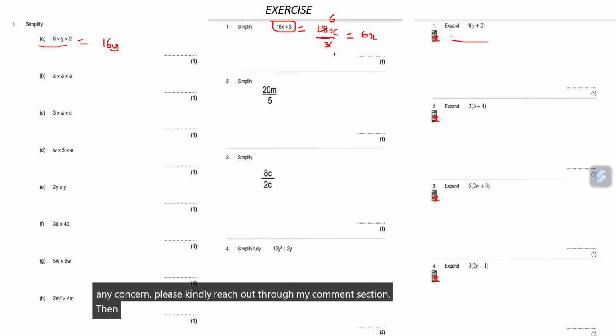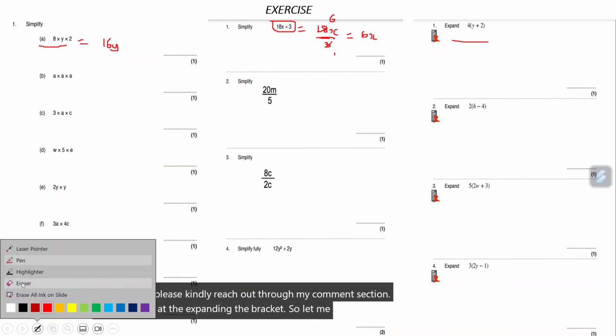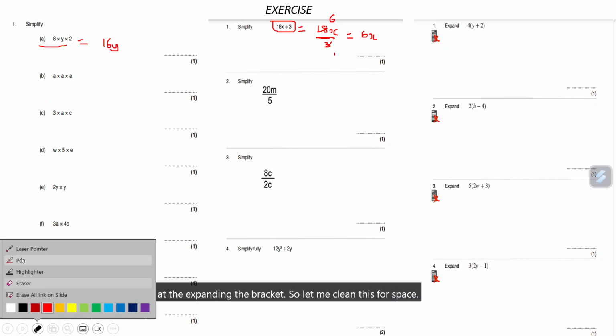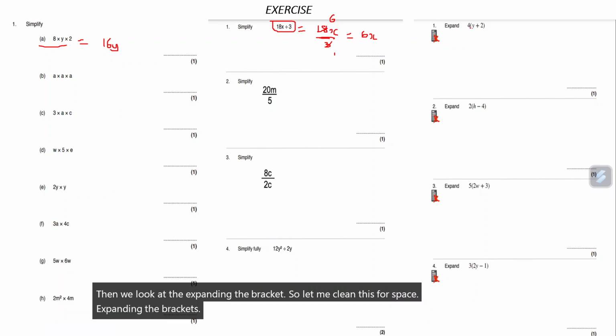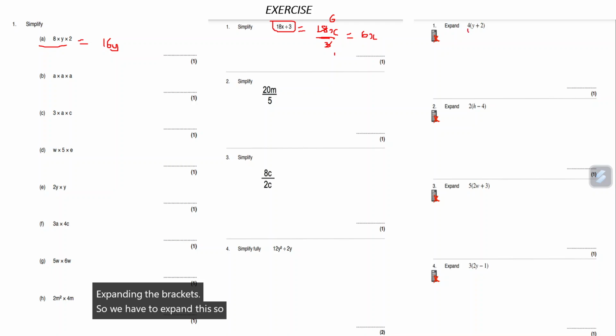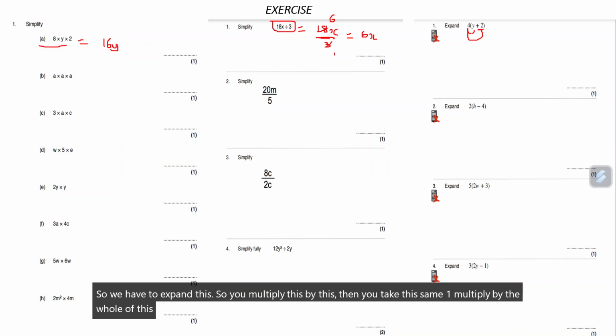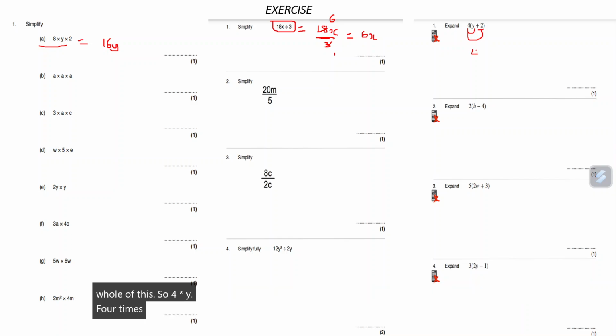Then we look at expanding the bracket. So let me clean this for space. Expanding the bracket. So we have to expand this. You multiply this by this. Then you take this same one, multiply by the whole of this. So 4 times y will be 4y, and 4 times plus 2 will be plus 8.